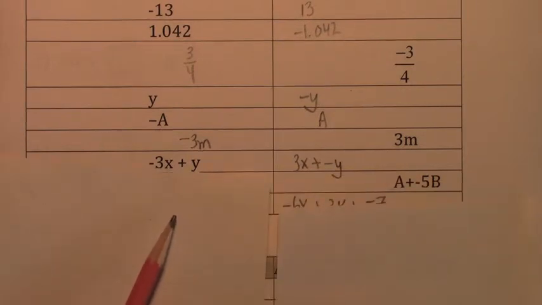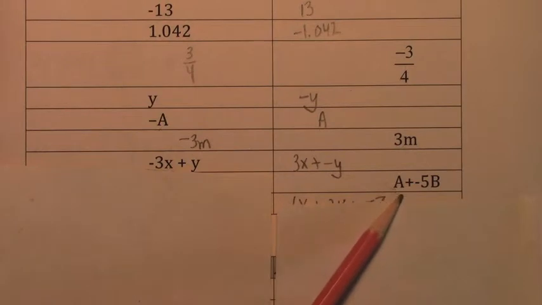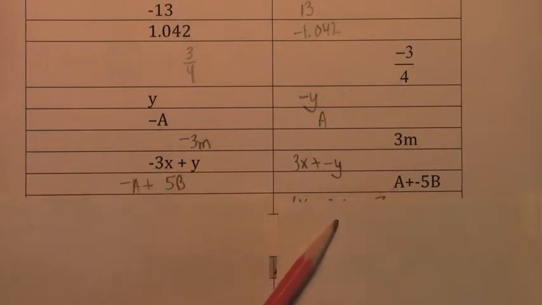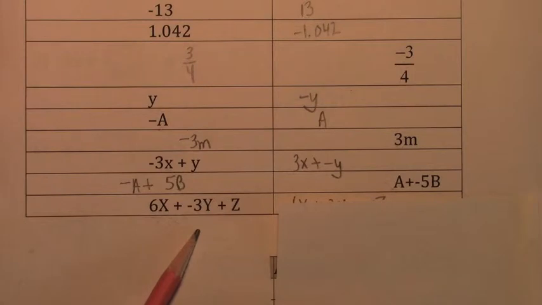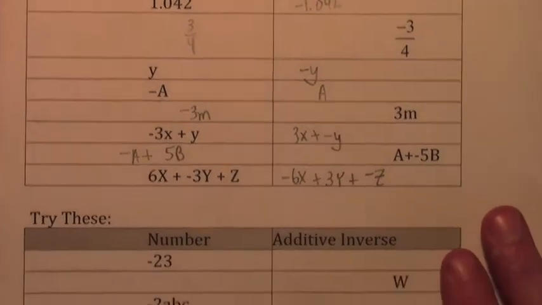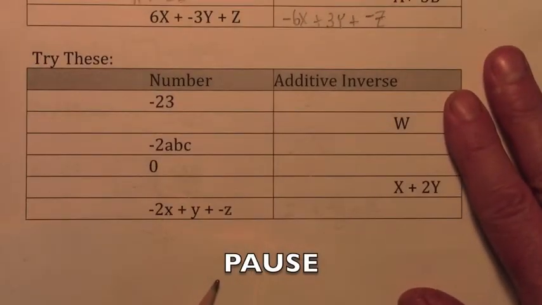That's how it works. This is the additive inverse of what? In other words, what do you add to this to get 0? Each term has to add up to 0, so you get negative a plus 5b. How about this? What's the opposite or additive inverse of this expression? What do you add to this to give 0? Each term has to add up to 0, so you're going to have negative 6x plus 3y plus negative z. There you go. All right, why don't you try some? Try these, see if you can do these. We'll go over these in just a minute.